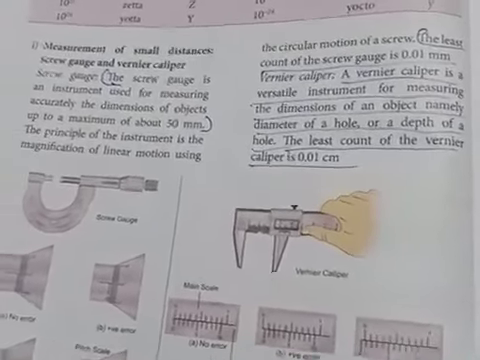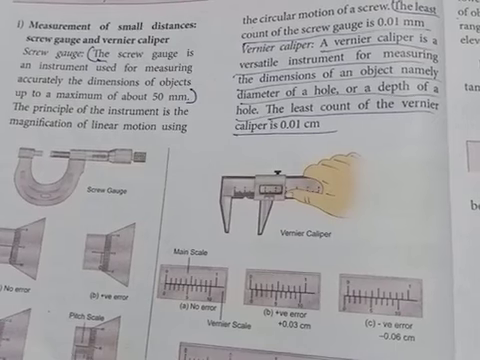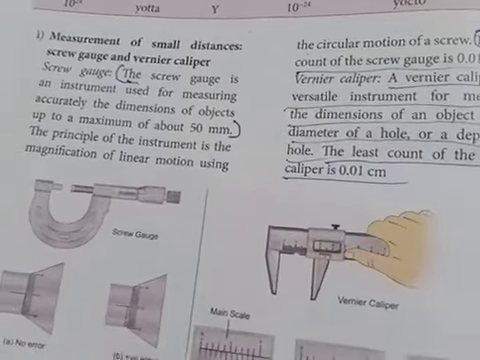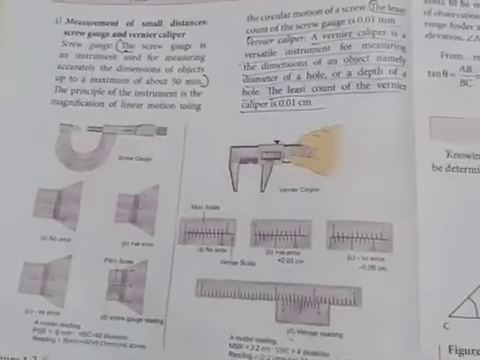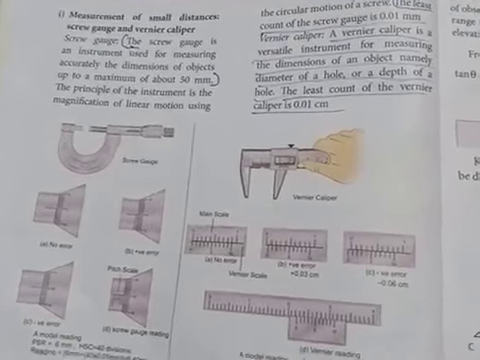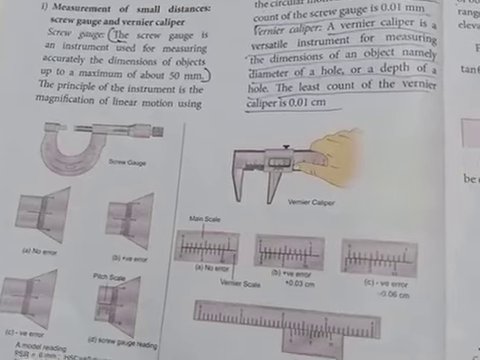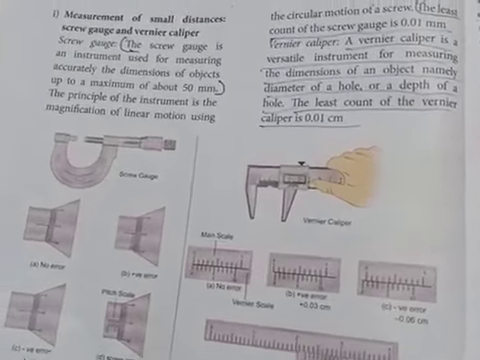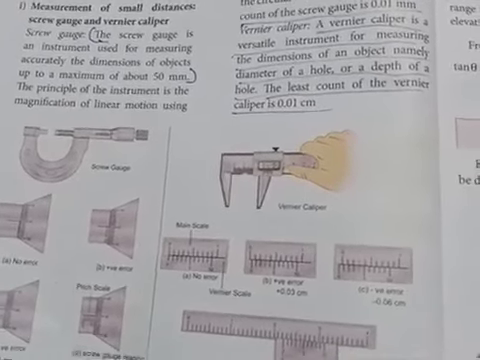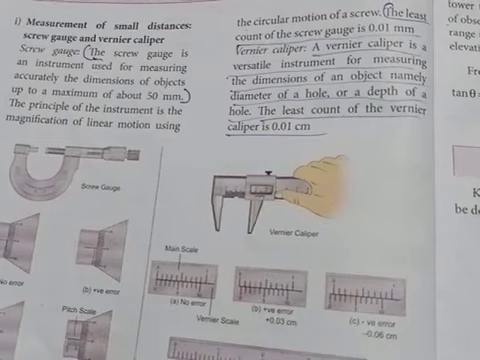Okay, so this is the first thing: measurement of small distance using screw gauge and vernier caliper. In this part you are familiar with these instruments, screw gauge and vernier caliper. In grade 10 you completed this practical session, and there you did the practical with screw gauge and vernier caliper. So these are our basic instruments for measuring the smallest length. We are using screw gauge and vernier caliper.